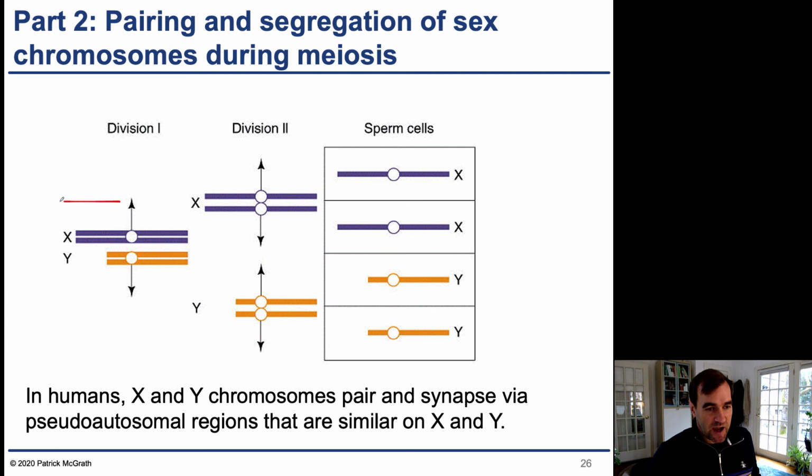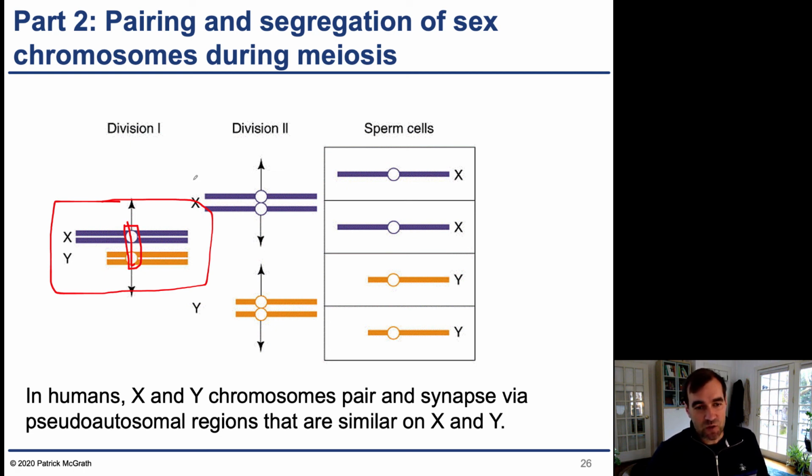So in male individuals, a tetrad is formed between the X chromosome and the Y chromosome. That's because there are these pseudo-autosomal regions that allow pairing to occur. There are very similar DNA sequences in the X and the Y chromosome that allow these to come together to form the tetrad. And so there is actually recombination that occurs within these pseudo-autosomal regions. But for the most part, this has very little effect on the rest of the chromosome.